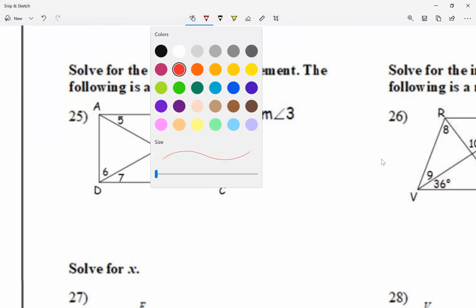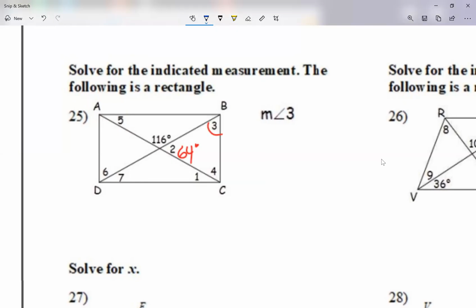Let me do blue here. Remember how I said the diagonals are the same length and they cut each other in half? So can I say this segment in blue and this other segment in blue, let me do better, can I say those are the same length? Yes, I can. Okay. And let me do a third side here because I want to create a triangle. Let me mark these two sides because I said they were equal. Doesn't that mean the opposite angles are equal as well?